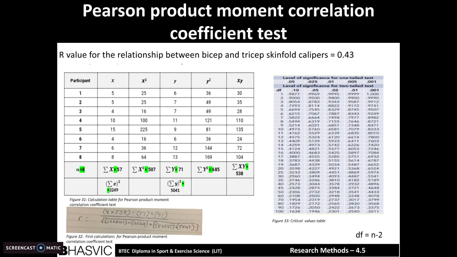In this example, we used a two-tailed non-directional hypothesis, as we stated that there could be a significant relationship or there wouldn't be. We weren't committed to either one. So to calculate the DF, you took the number of participants in the research, in this case 8, and then you subtracted 2, which equals 6. So we look down at the DF column and we can see the critical value is 0.7067. Therefore, there is no significant relationship between the bicep and tricep skinfold calipers because the R value is not greater than the critical value.